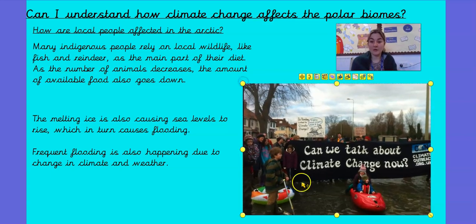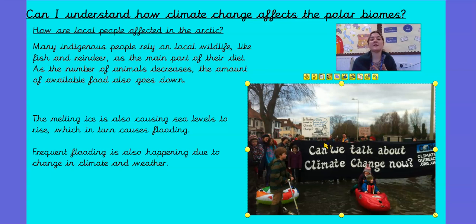Okay, we are going to look next lesson at how we can maybe make some small changes in our everyday life to help us battle climate change and just do our bit to make sure that we are doing the best for our environment.